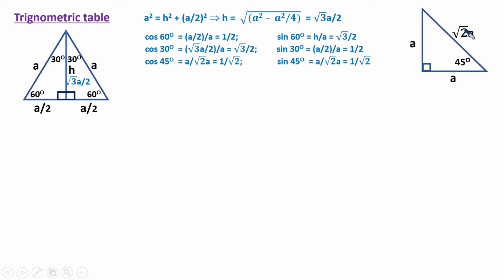and the hypotenuse is root of 2 into a. So a gets cancelled, I get 1 by root 2. So similarly for sine 60, again I take from here, sine 60 is opposite by hypotenuse. So it is root of 3a by 2 by a. So I get root of 3 by 2.